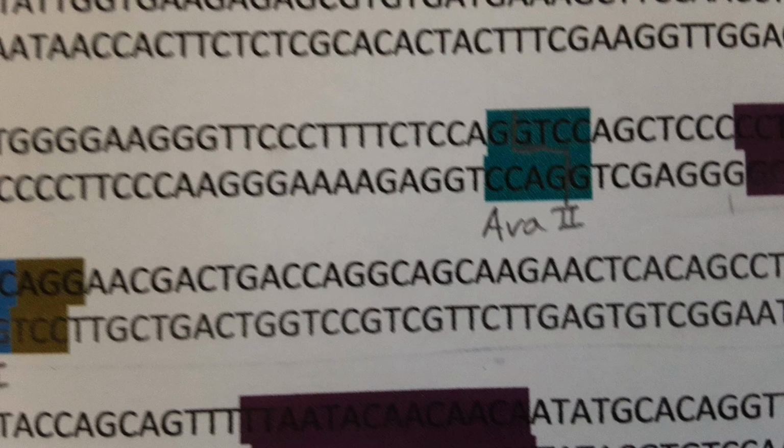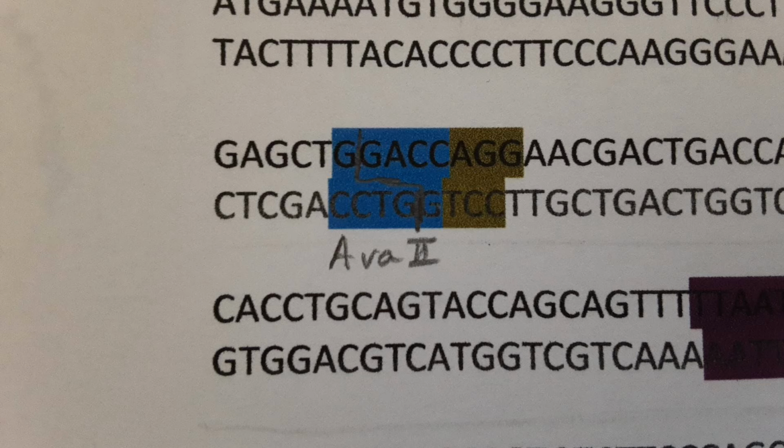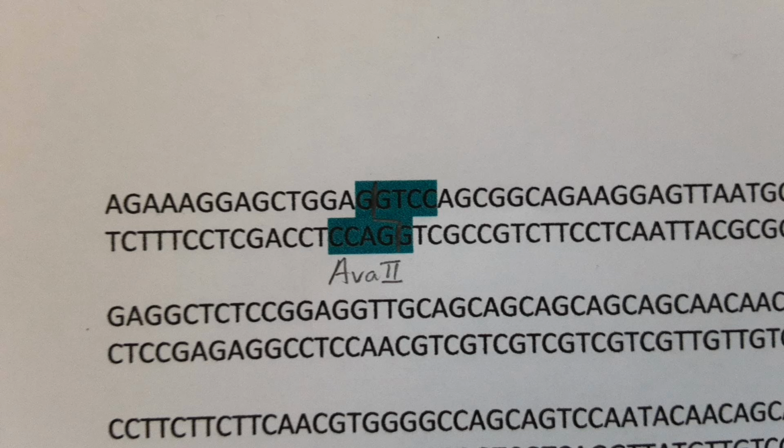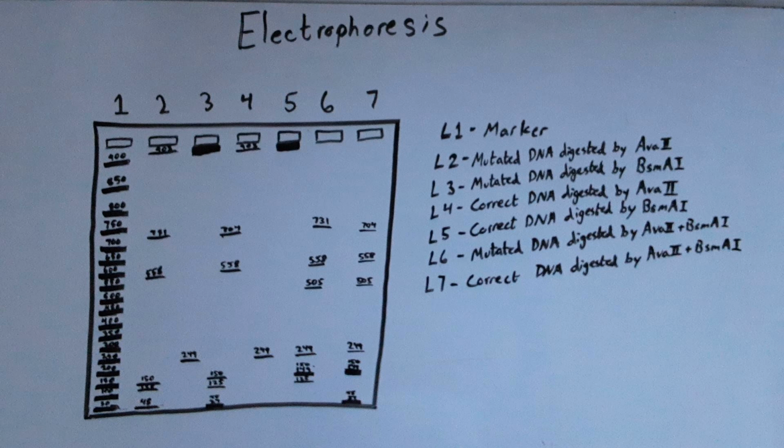Notice the difference between the 731 base pair strand, the mutated DNA cut with the AVA2, and the 704 base pair strand, the normal DNA.